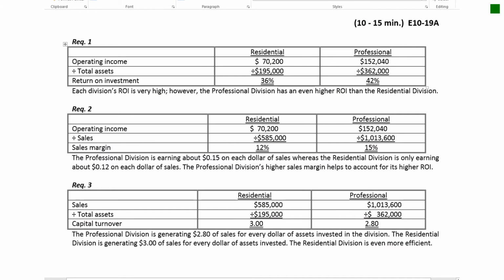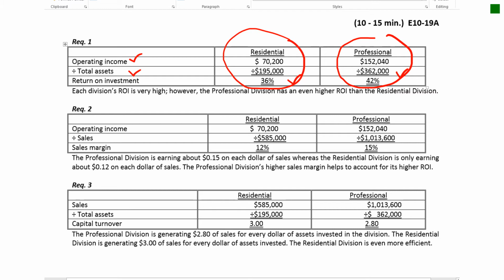So again, if you look at part 1, it's real simple. It's just your ROI. You just take operating income, divide that by your total assets. For residential, you get 36%. For professional, you simply would get 42%. So that would be part 1.